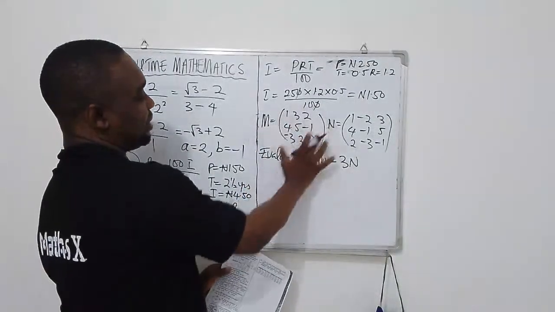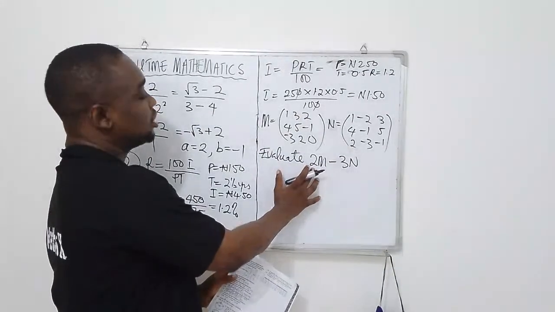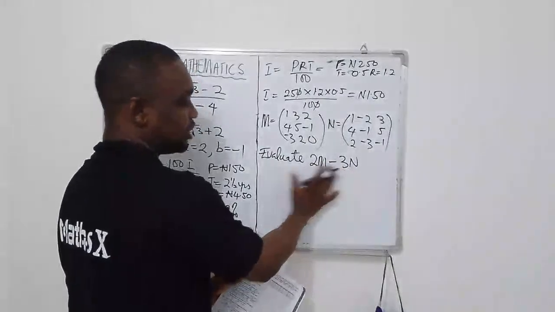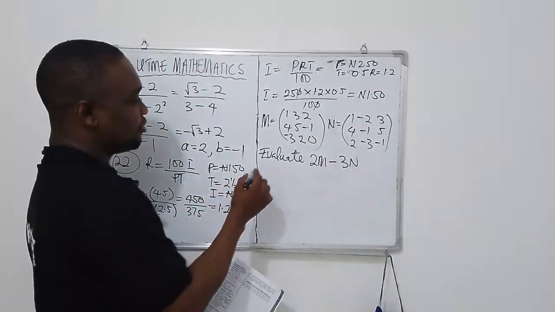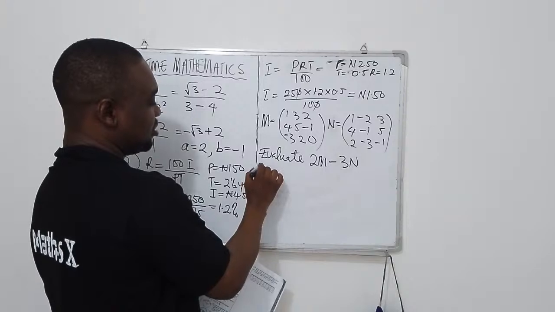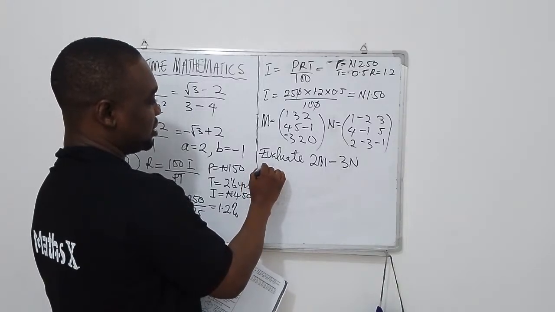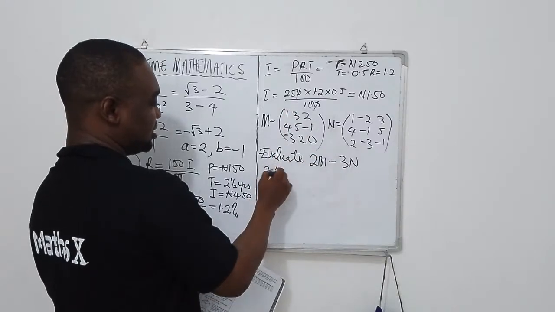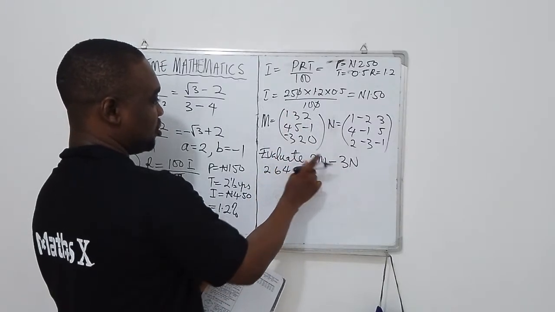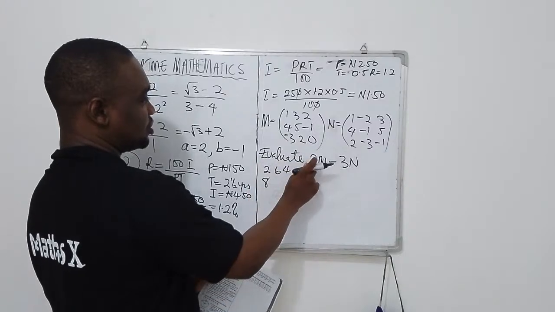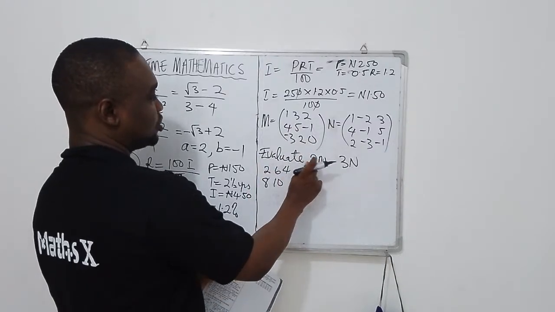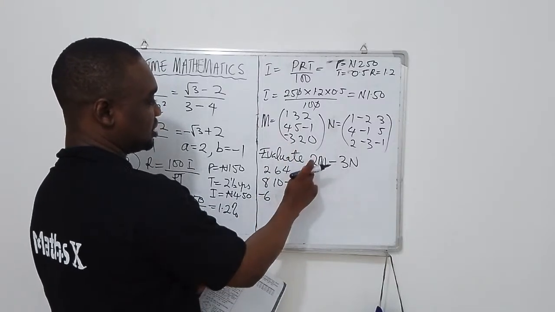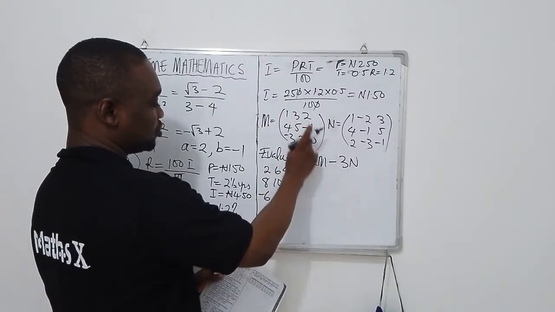This is a scalar multiplication of this matrix. So every element of M is multiplied by 2, every element of N is multiplied by 3, then you subtract. For my 2M, 2 times 1 is 2, 2 times 3 is 6, 2 times 2 is 4, 2 times 4 is 8, 2 times 5 is 10, 2 times minus 1 is minus 2, 2 times minus 3 is minus 6, 2 times 2 is 4, 2 times 0 is 0.